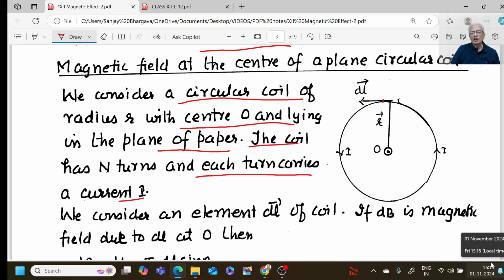तो आपने एक कॉइल को लिया है जिसका रेडियस r है, सेंटर O है, जो प्लेन ऑफ द पेपर में रखा हुआ है.